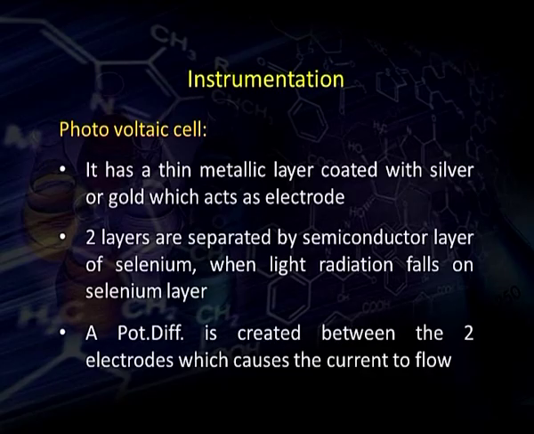Then comes the detector. Detector is the photomultiplier tube, or it can be a photoemissive cell, or it can be a photovoltaic cell. Mostly the photovoltaic cell is used. It has a thin metallic layer coated with silver or gold which acts as an electrode. Two layers are separated by a semiconductor layer of selenium. When light radiation falls on the selenium layer, a potential difference is created between the two electrodes, which causes the current to flow.